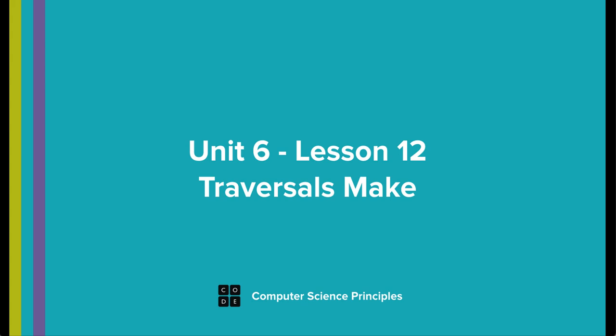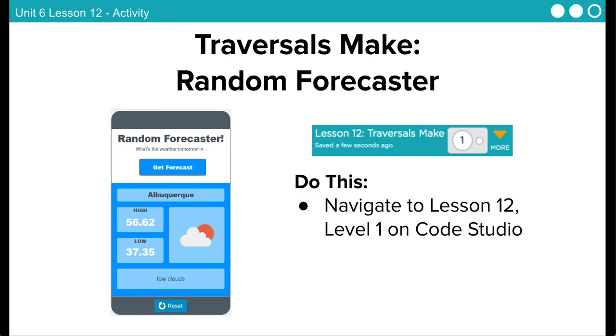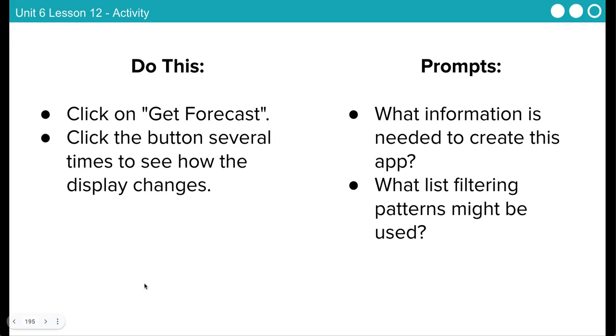So, the activity, we're just going to jump right on in, go to Lesson 12, Level 1 on Code Studio, and you're going to explore this app, okay? Click on Get Forecast. Click the button several times to see how the display changes and what information is needed to create this app, what list filtering patterns might be used, all right? And then you're going to recreate the app.